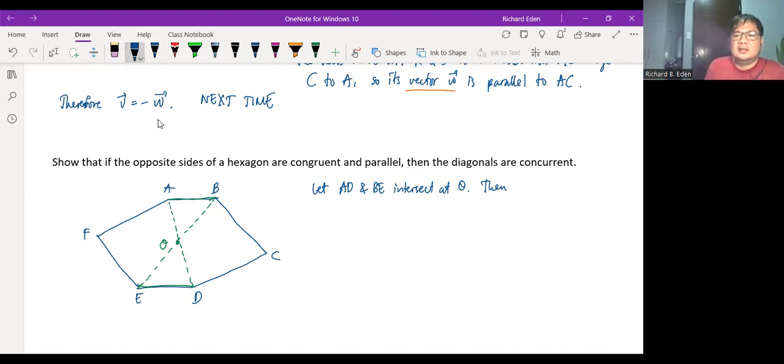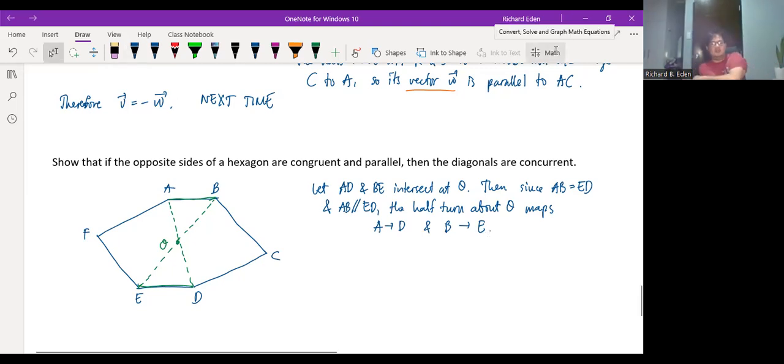Since AB equals ED and AB is parallel to ED, the half turn about O maps A to D and B to E. Our goal is to show that the diagonals are concurrent, so all we have to do is show that FC passes through O.